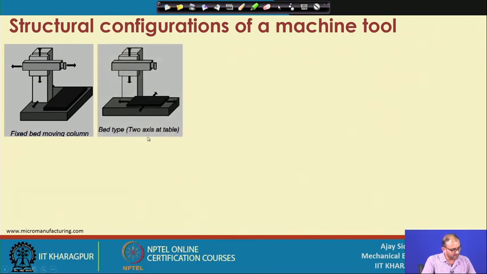Second is the bed type. Here what is given is that 2 axes are on the table. Now, in this case if you can see, there is no axis on the column except the z axis, which is the only movable axis on the column, but the remaining 2 axes are on the table, right. So, that is called bed type construction.